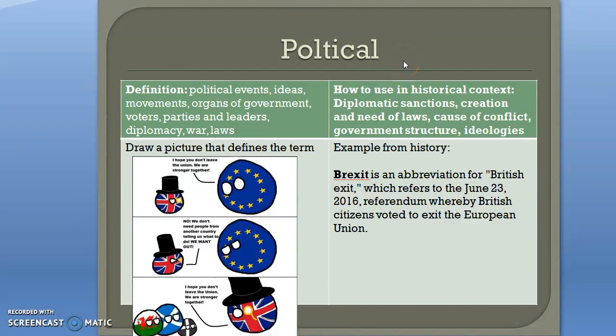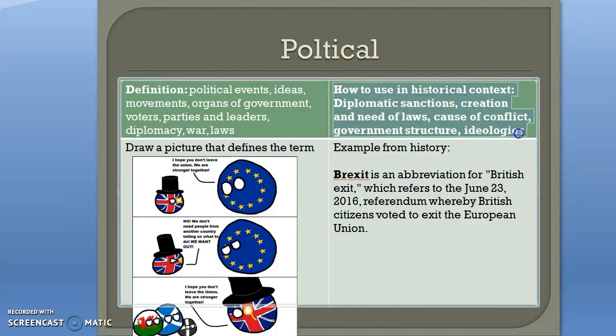So we'll be looking at different court cases, and we'll be looking at different laws and how those were implemented and how those are still retained for the 21st century. How to use the categorization of political in the historical context, we're looking at diplomatic sanctions.